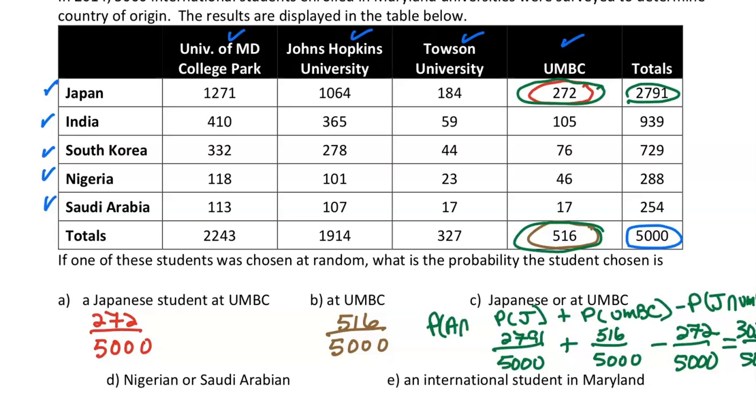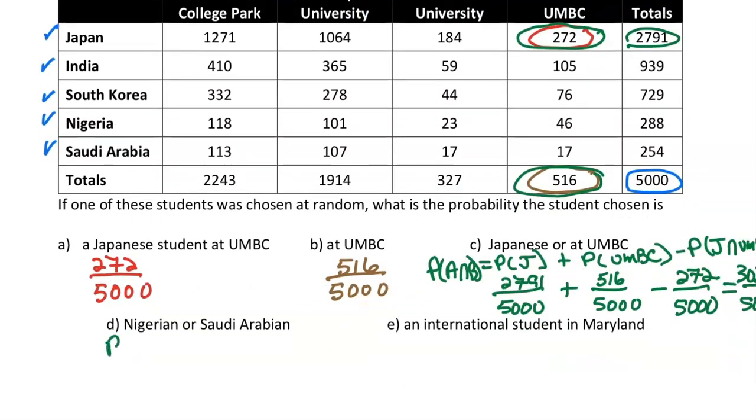Okay, now we have probability of Nigerian or, oh, here, let me change one little thing. That should be the other way. Let me do that real fast. So this was Japanese or UMBC. Okay, probability of Nigerian or probability of Saudi Arabian.